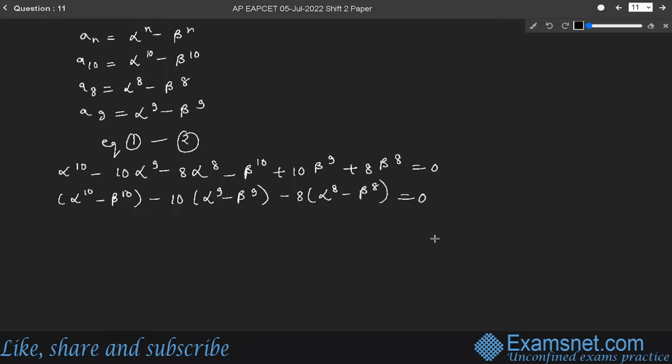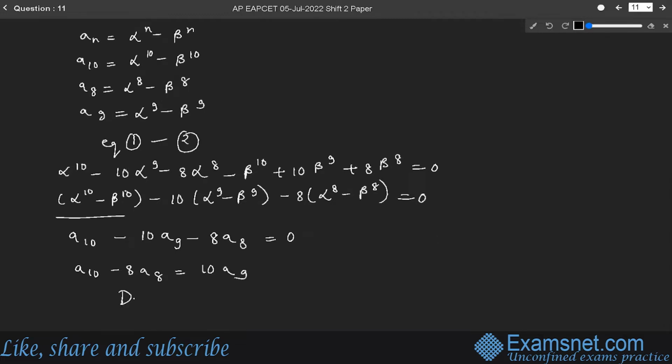We know that α^10 − β^10 is a10, α^9 − β^9 is a9, and α^8 − β^8 is a8. So it will be a10 − 10a9 − 8a8 = 0. Now it can be written as a10 − 8a8 = 10a9.